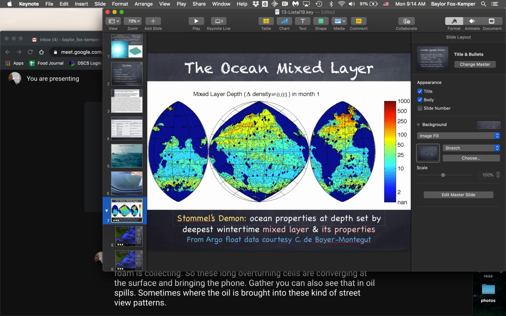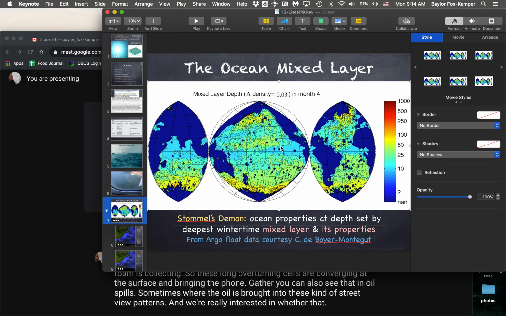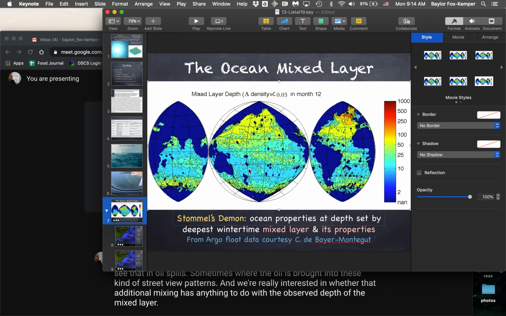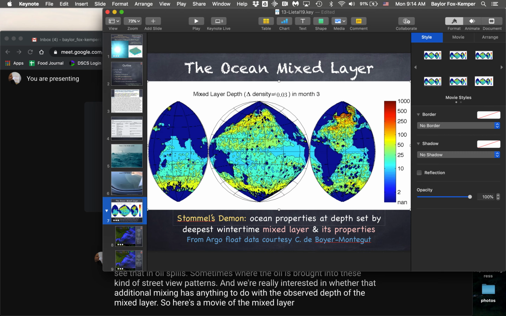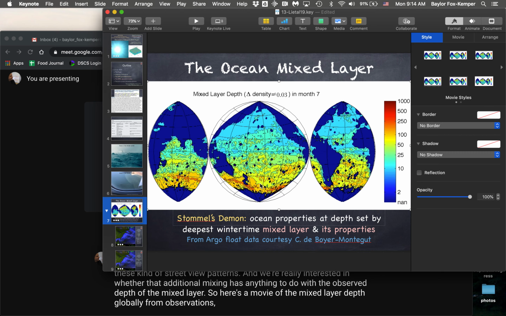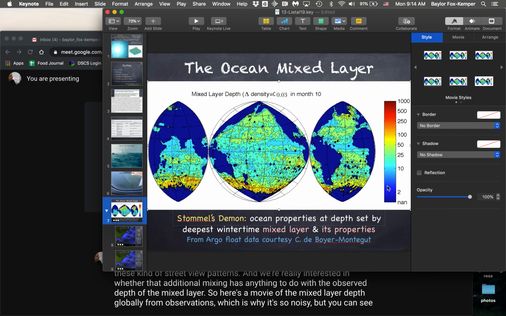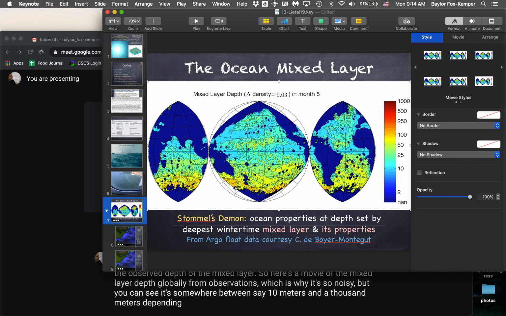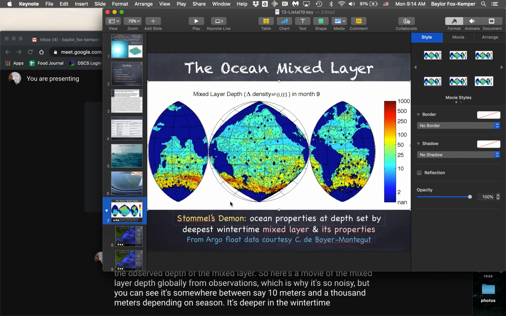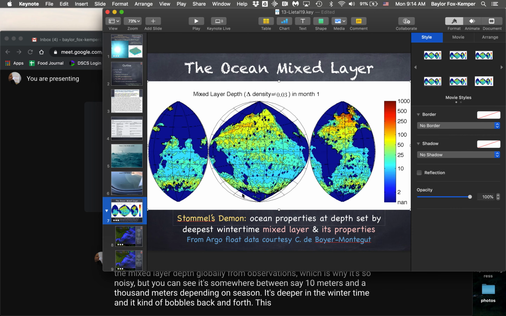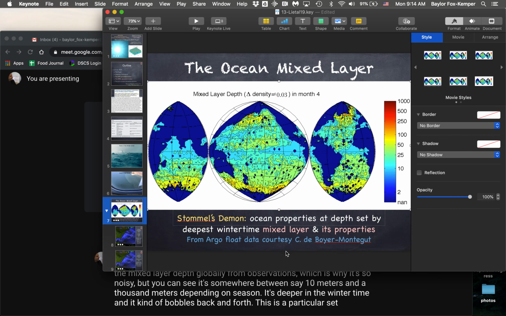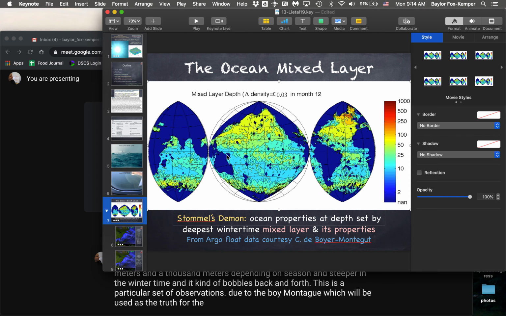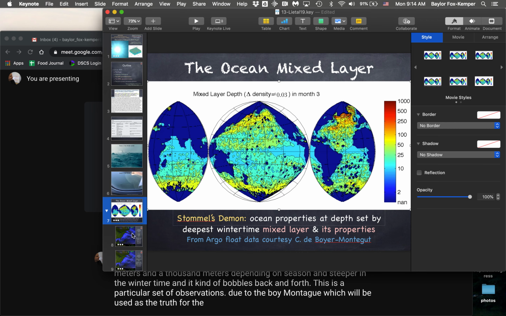And we're really interested in whether that additional mixing has anything to do with the observed depth of the mixed layer. So here's a movie of the mixed layer depth globally from observations, which is why it's so noisy. But you can see it's somewhere between, say, 10 meters and 1,000 meters, depending on season. It's deeper in the wintertime, and it kind of bobbles back and forth. This is a particular set of observations due to de Boyer Montégut, which will be used as the truth for some of the comparisons I'll show in a minute.